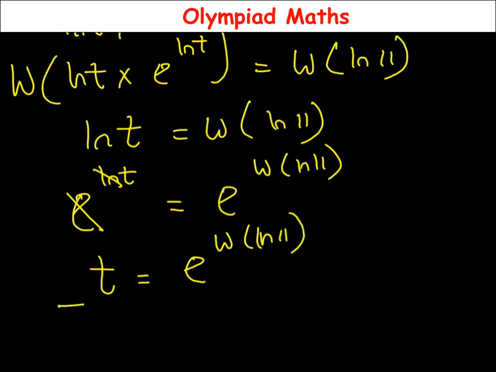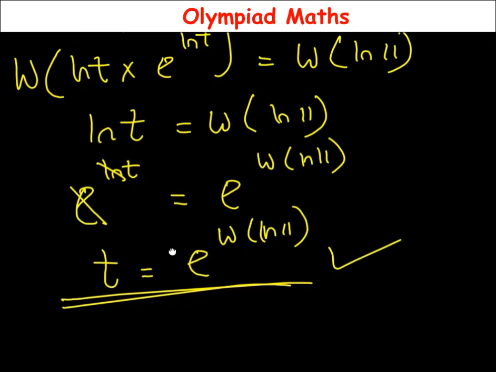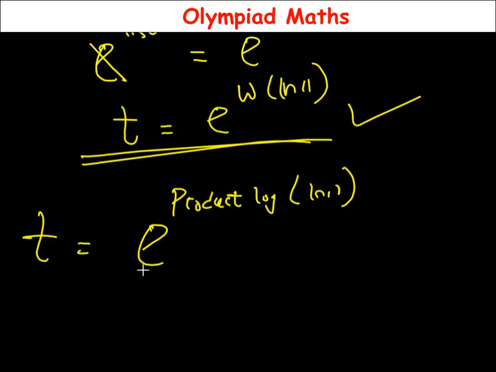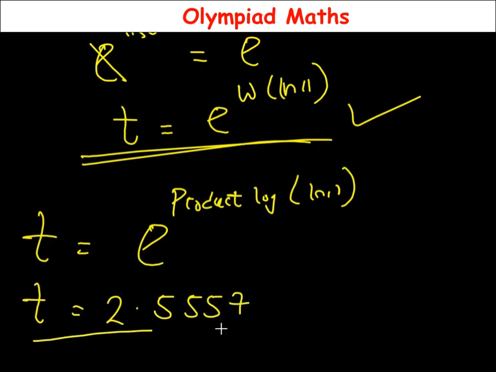Now this is the final solution for the value of t. But if you are confused, why is it that the value of t does not have a decimal number? Well, to get the decimal number, simply use your calculator. The value of t is equal to e, then you will not see the Lambert W function, but instead you will see product log. So input e to the power of product log of ln 11 in your calculator. If you press this, the value that you will get is t as 2.5557.